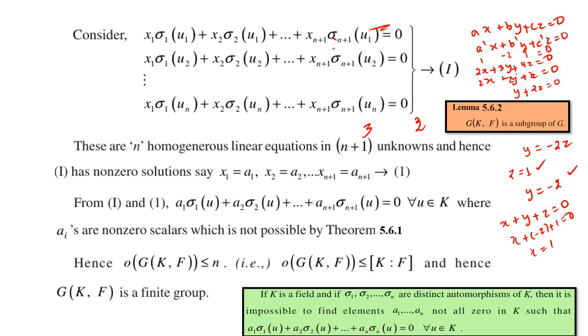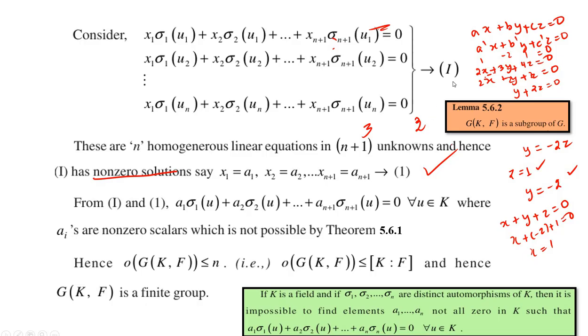You have 1 minus 2 plus 1, and you are getting 0. So there exist integers, and you find a non-zero solution. It is not, as I said at first, that some can be 0. No, it is not so. All of them are non-zero in this solution.